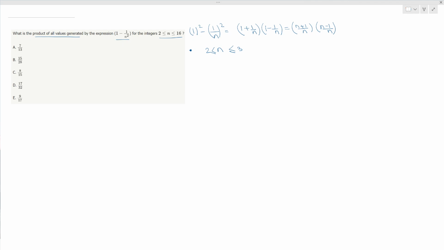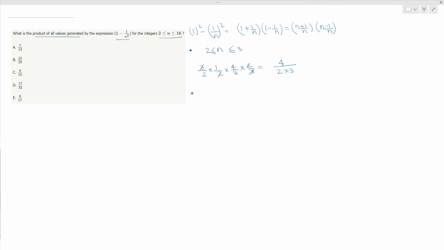So if n is 2, the expression becomes 2 plus 1 is 3 by 2 into n minus 1 is 1 by 2, and for the value of 3, the expression is n plus 1, 3 plus 1 is 4 by 3 into n minus 1 is 2 by 3. Now we can cancel 3 and 3 from here, we can cancel 2 and 2 from here, and I'll not cancel 2 and 4, I'll just keep it the way it is. 4 into 2 by 3.